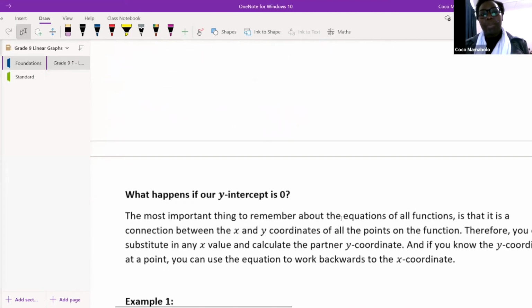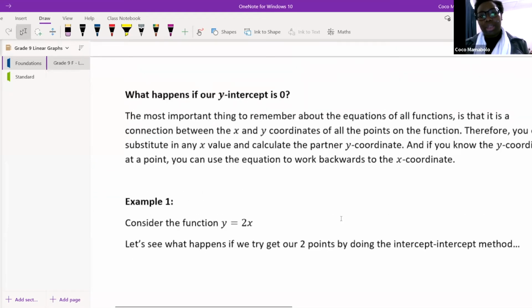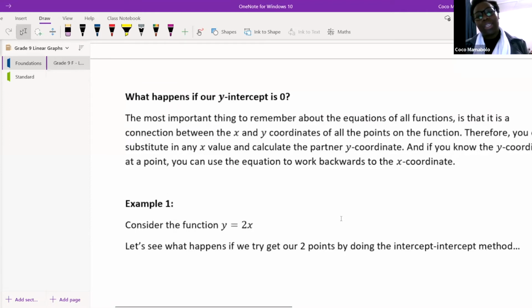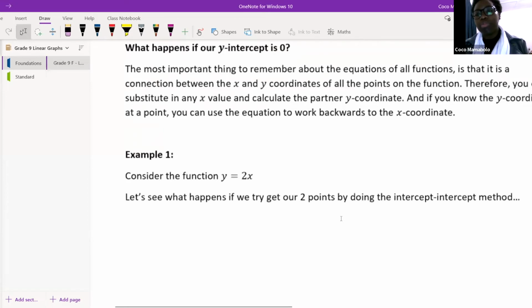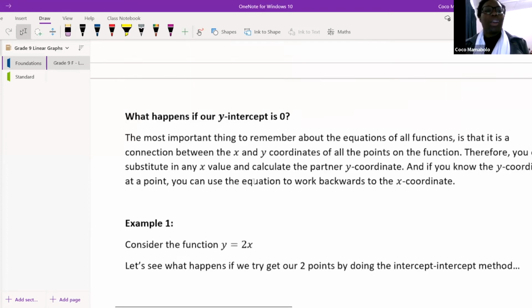I'm glad. Okay. But now we're going to look at something like this. What happens if our y-intercept is 0 and our x-intercept is also 0? We're going to bump into a bit of a problem here. Okay, I'm going to have to take Camilla's question because her question is based on the example that I gave. Okay, Camilla, how can I help?